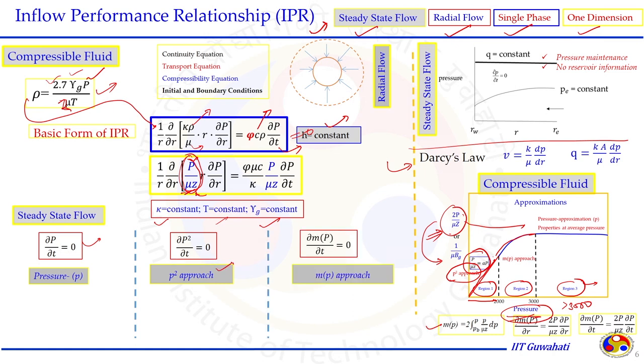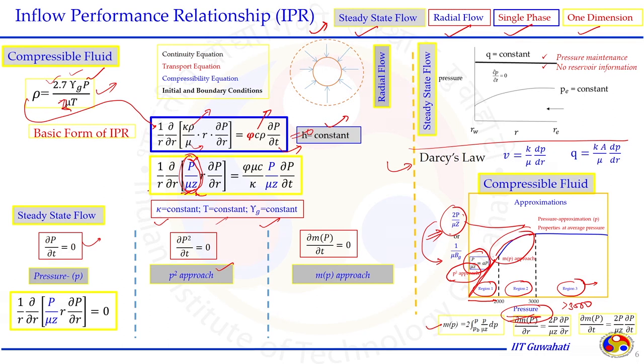And in the third case, when we are in region 2, del MP by del T is also 0. So the steady state condition simply says, it doesn't matter what form of the pressure you are having, P form, P square form or the MP form, the pressure change with respect to time is going to be 0. And in that case, the basic IPR equation will get its simplest form. It means the right hand side is going to be 0, and with respect to pressure, p by mu z will be here.